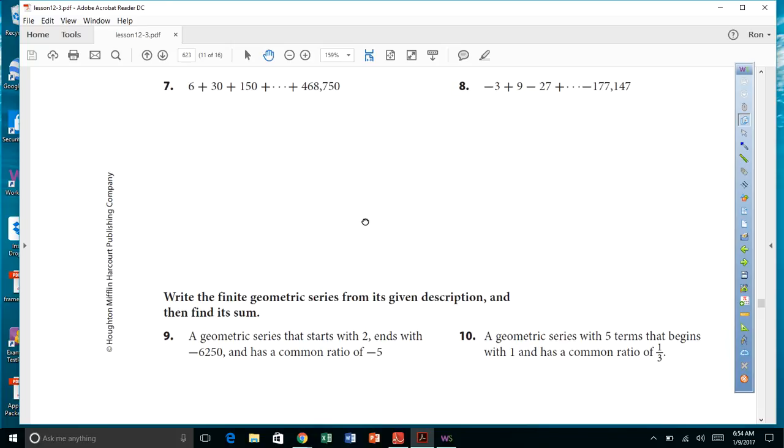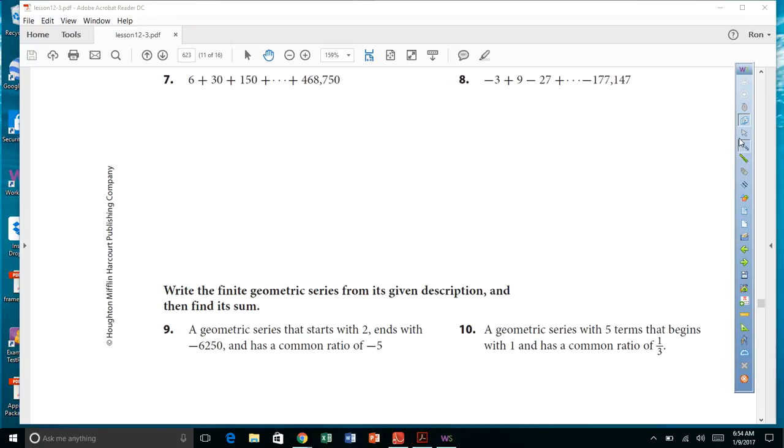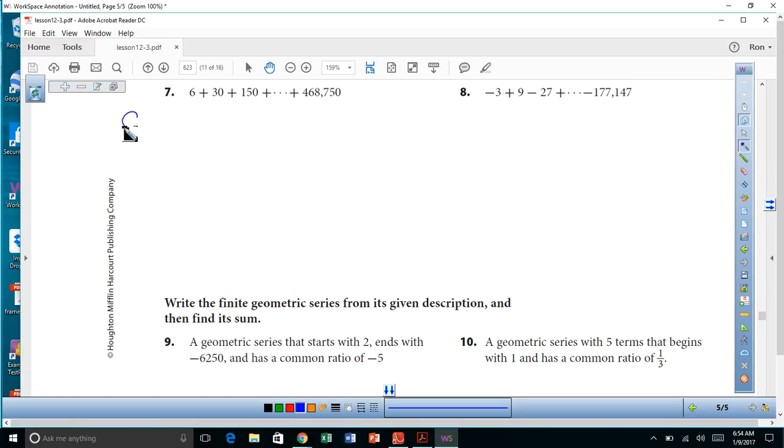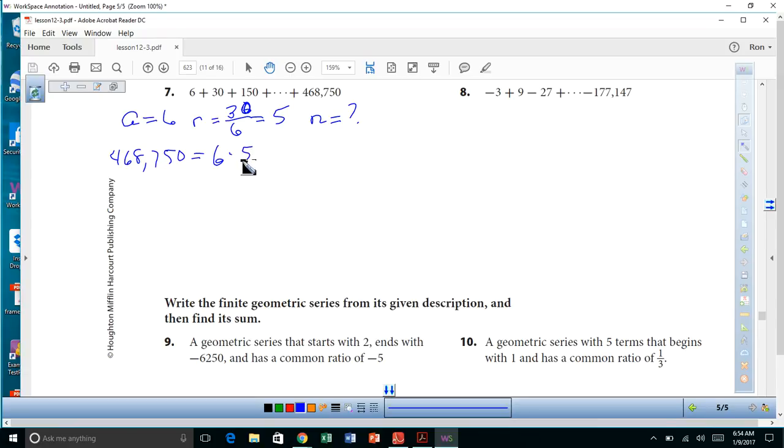7. This looks like fun. Big numbers. What is A? A is 6. What is R? That's 30 divided by 6. That's 5. What is n? Not sure. So we've got 468750 equals 6 times 5 to the n minus 1. I wonder if nsolve will do that for us. Let's try that.